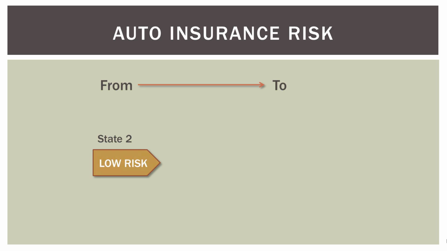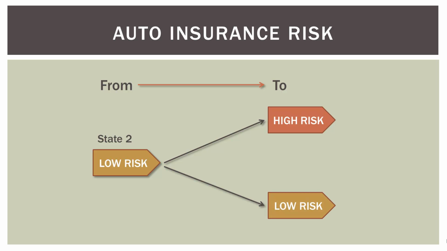Or we can start in low risk. Then of course we can go from low risk to high risk, or low risk to low risk. Then of course those have probabilities. So remember, the probability of going from low risk to high risk when your policy renews is 0.15, and the probability of remaining low risk is 0.85.